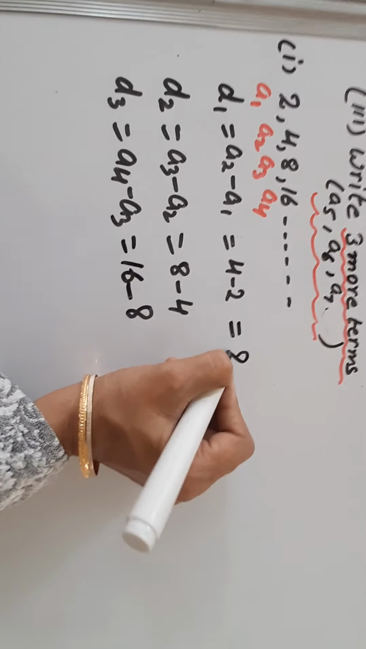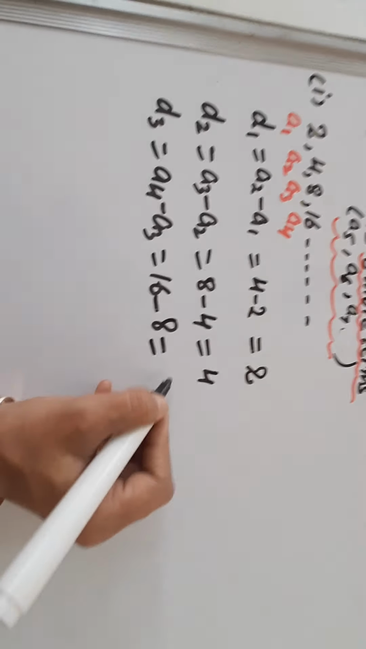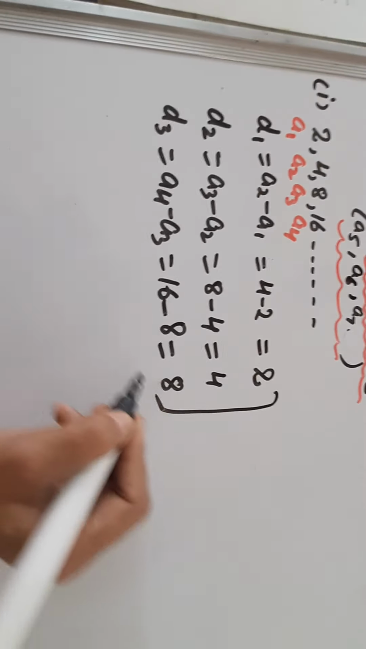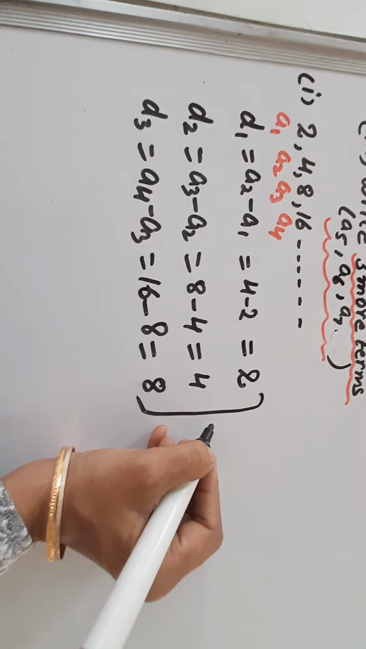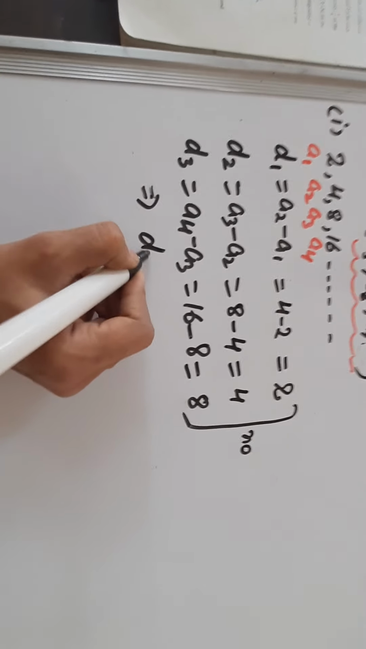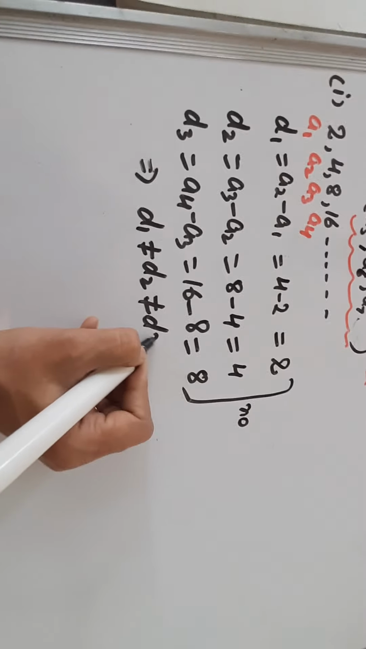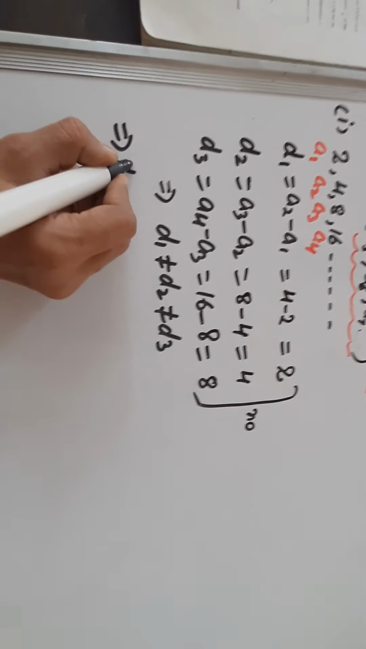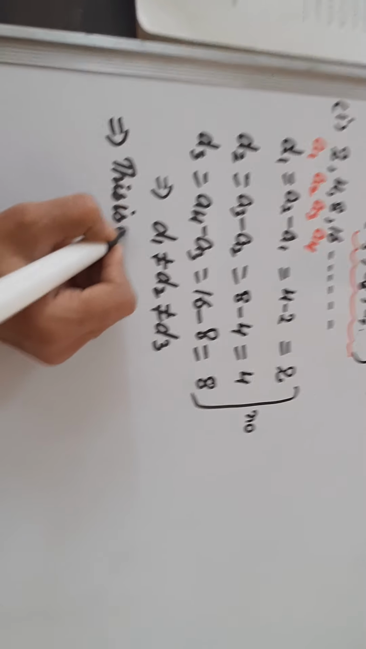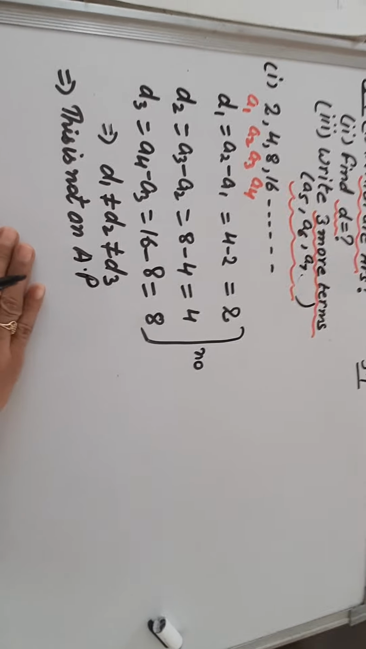4 minus 2 is 2. 8 minus 4 is 4. 16 minus 8 is 8. Is it same? No. So this implies D1 is not equal to D2 is not equal to D3. So this implies this is not an AP. So if it is not an AP, the question ends here.